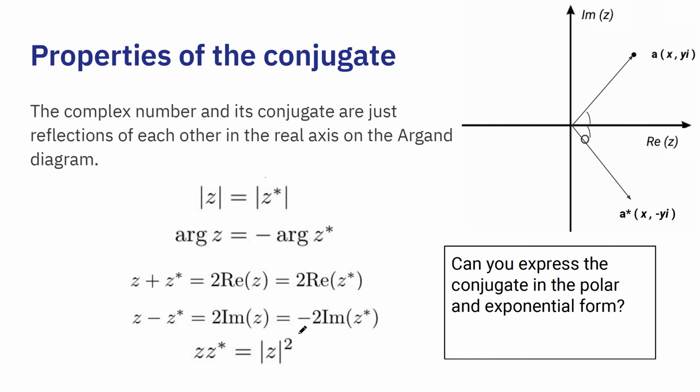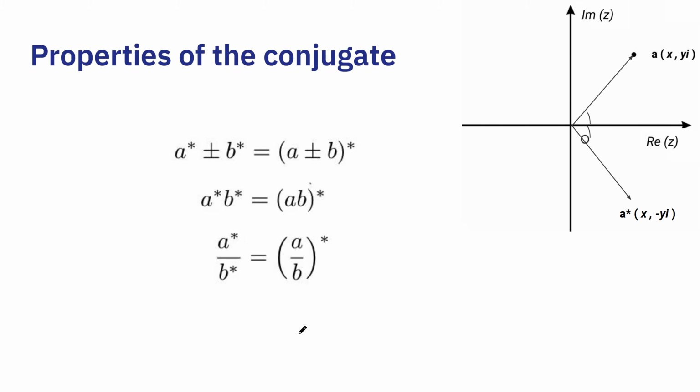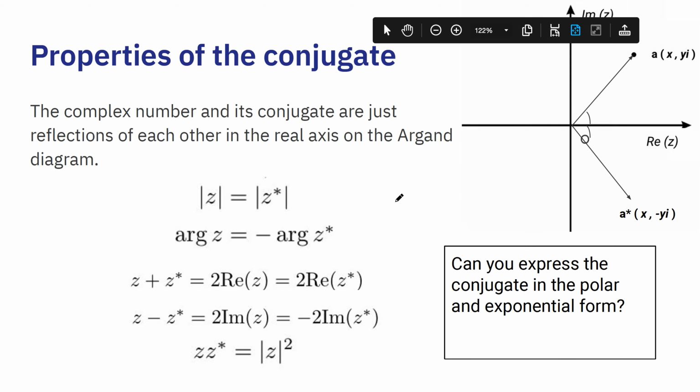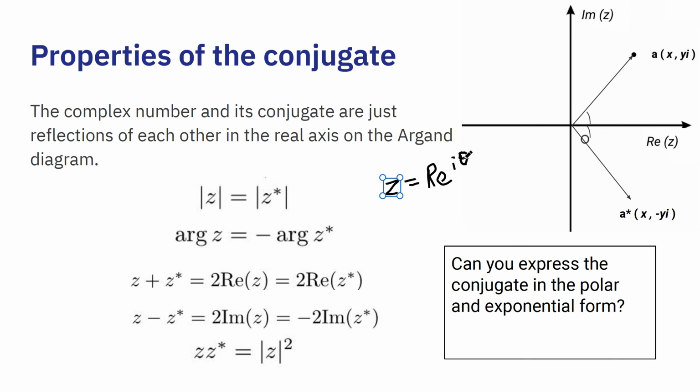Are you able to express the conjugate in the polar and exponential form? How we can do this is, let's say our usual z is equal to r e to the power of i theta. Then our conjugate has the exact same modulus, so it's still r, but the argument is now the negative of the original, just like this. And that's it. As for exponential form, we're just replacing.